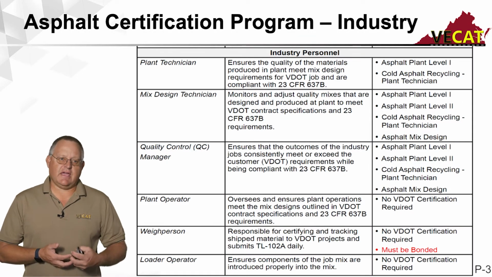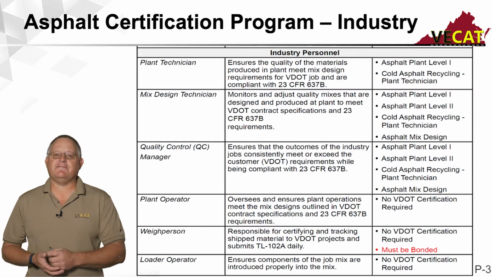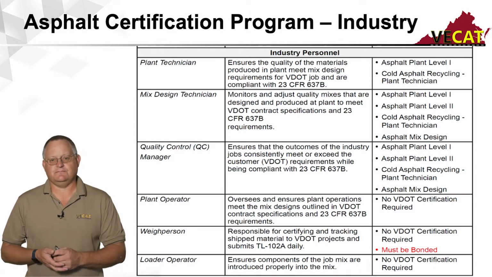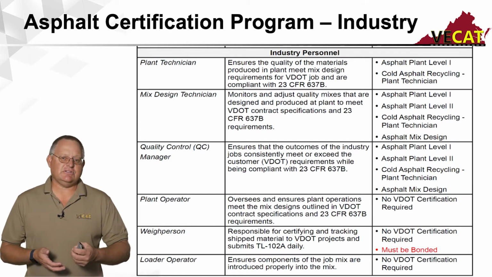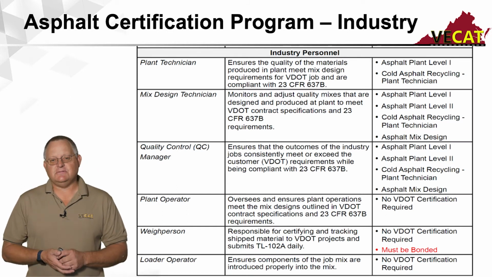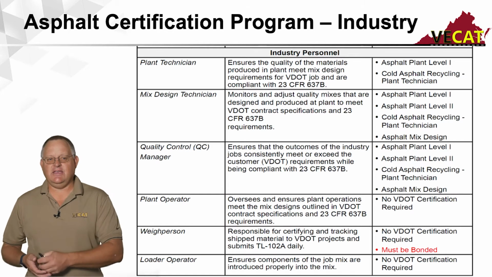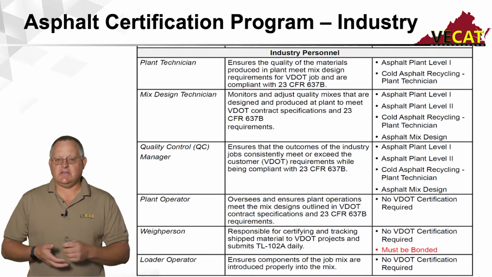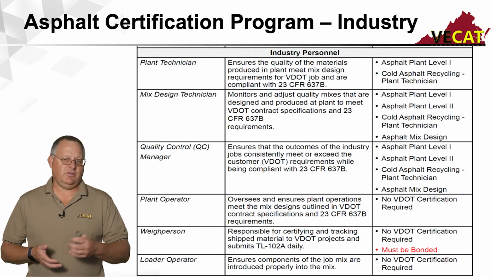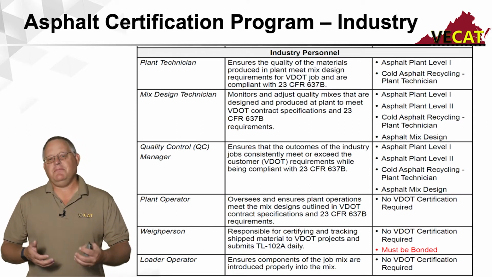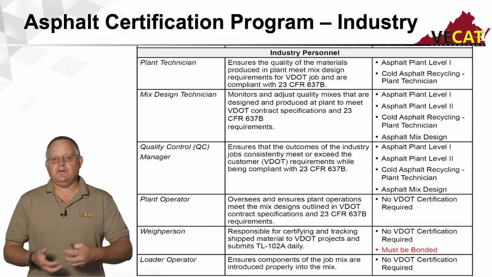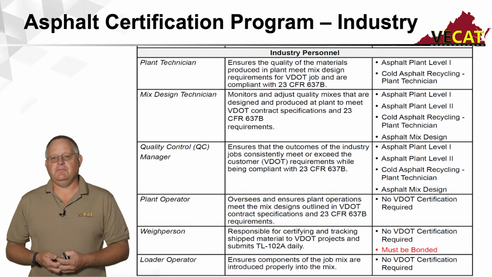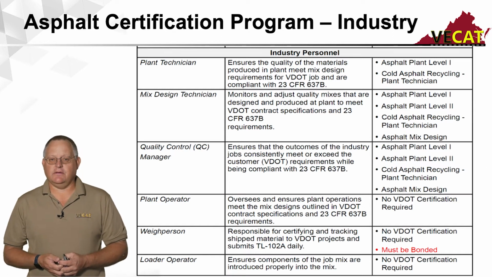So on the industry side, there's various levels and different positions that will require some sort of credential. So if you're the plant technician and you're going to be sampling material to provide to VDOT, you must be Plant Level 1. So if you're just an operator at a plant, maybe you run a skid steer, whatever it may be, if you're going to be pulling material from the back of that truck and quartering it down, you must carry the Plant Level 1.